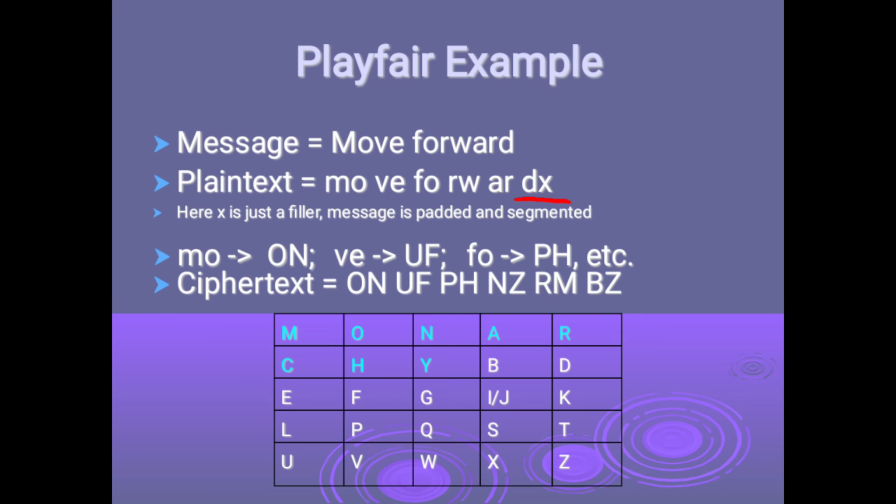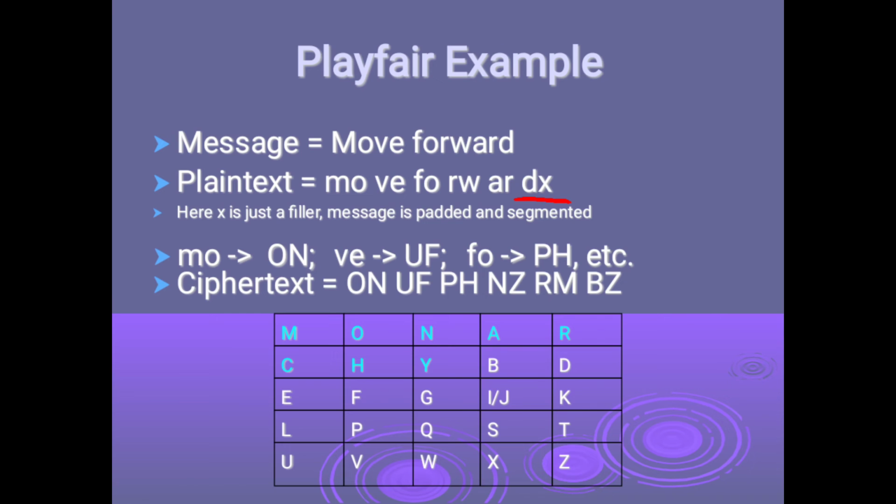For MO, M is in the first row, and MO is in the same row. Same row means we take the next character. So M is replaced with O, and O is replaced with the next character, which is N.